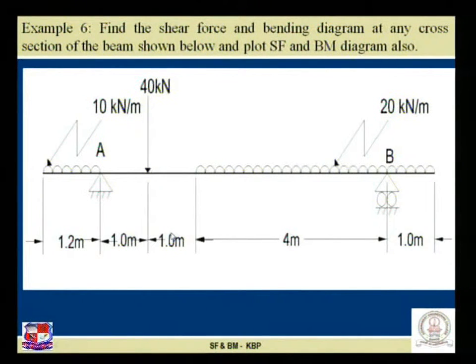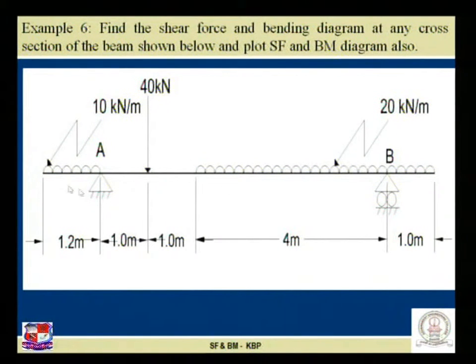In the last lecture, we stopped with this particular problem. We had also drawn the shear force diagram. The part which remains for discussion is the bending moment diagram. I wish you have the results of the reactions, so we have the answers for this particular beam.